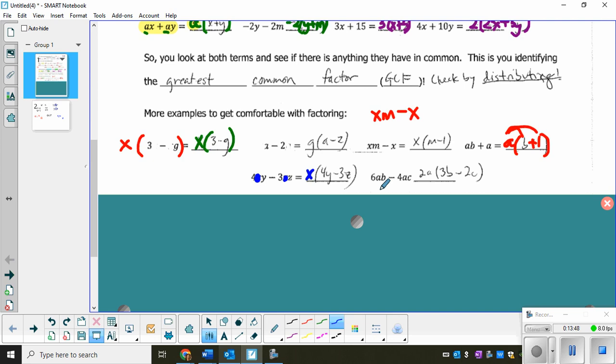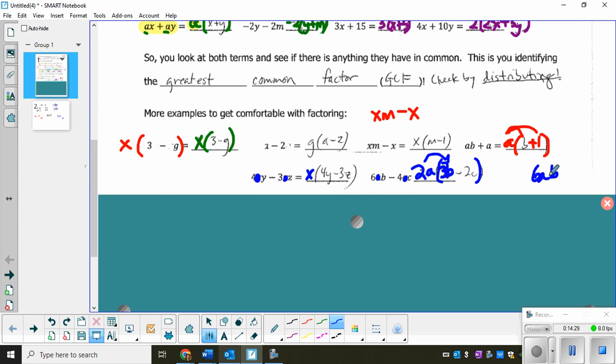And now for the last example, I think we all see that they both have an a, which is awesome, so we're going to take out a, which is right here. But between the 6 and the negative 4, both of these have a 2. So we're also going to take out a 2. And if we've taken out 2a, the greatest common factor here is 2a, just think, okay, what do I need to multiply 2a by to get 6ab? So 2 times 3 is where I get the 6. And then ab, so we need a b here. So if we did 2a times 3b, that would become 6ab.